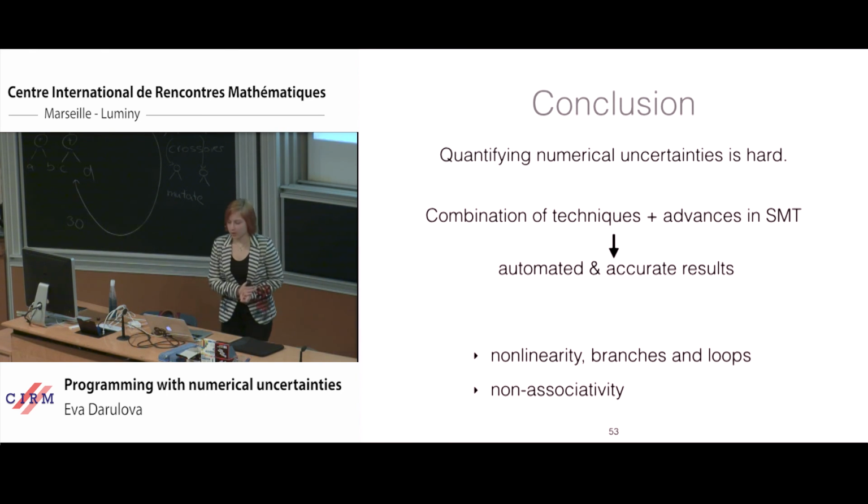Okay, that brings me to the end of my talk. The conclusion is that, unlike what we thought initially, quantifying numerical uncertainties was hard. For us, what worked was a combination of different techniques plus the advances in SMT to get automated and accurate results. Thank you.